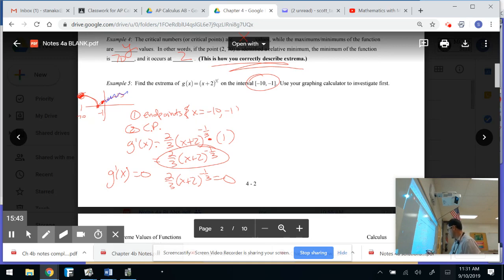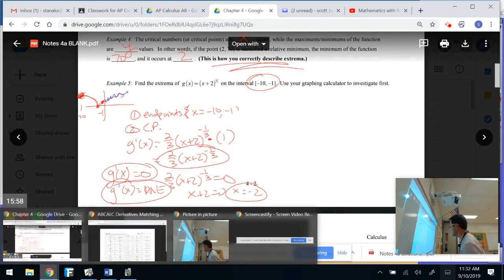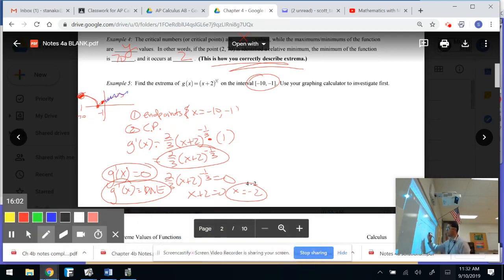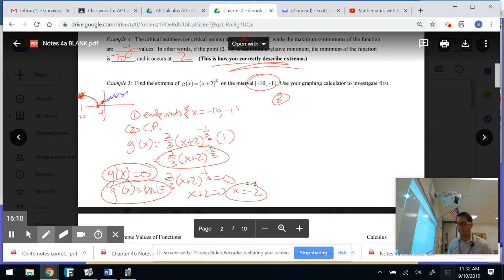Well, here I get x plus 2 is equal to 0. x equals negative 2. That's going to give me a 0 in the denominator. That's a DNE. So always make sure that you check when your derivative is 0 and when your derivative is equal to DNE. So the way I like to do these problems is after you do step 1, locate your endpoints. Step 2, find your critical points. Step 3 is you check these bad boys, your endpoints and your critical points.